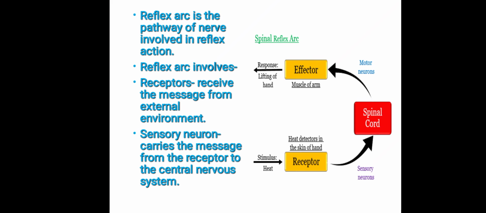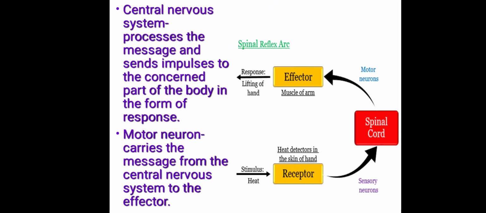The sensory neuron carries the message from the receptor to the central nervous system. Then the central nervous system processes the message and sends impulse to the concerned part of the body in the form of response. Motor neurons carry the message from the CNS to the effector, and we automatically respond by lifting the hand.